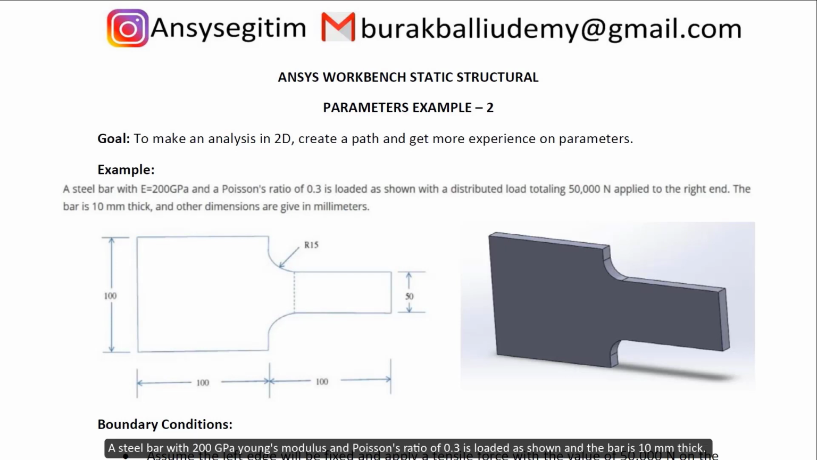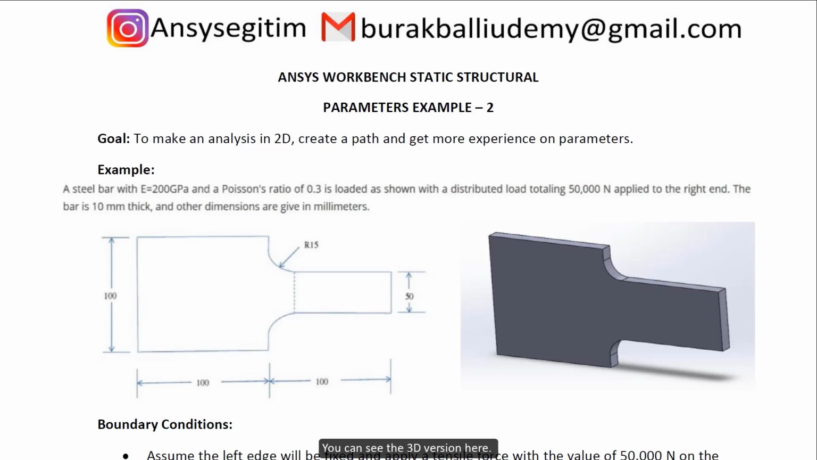A steel bar with 200 gigapascal Young's modulus and Poisson's ratio of 0.3 is loaded as shown, and the bar is 10 millimeter thick and the dimensions are given in millimeters. Now you can see the 3D version here. We can analyze it in 3D because it has no complex geometry and has a small thickness. But we will learn how to analyze in 2D.